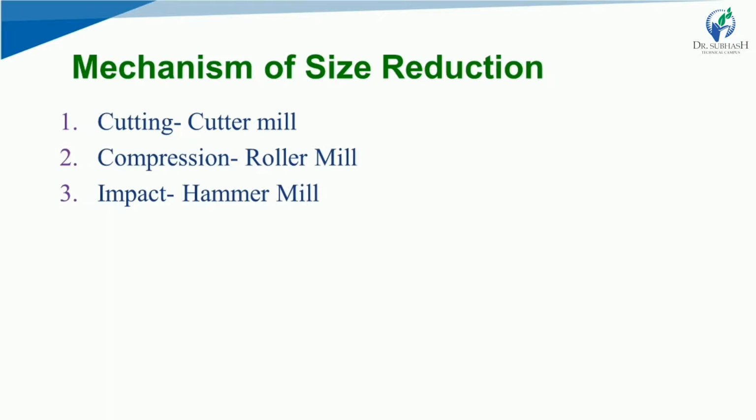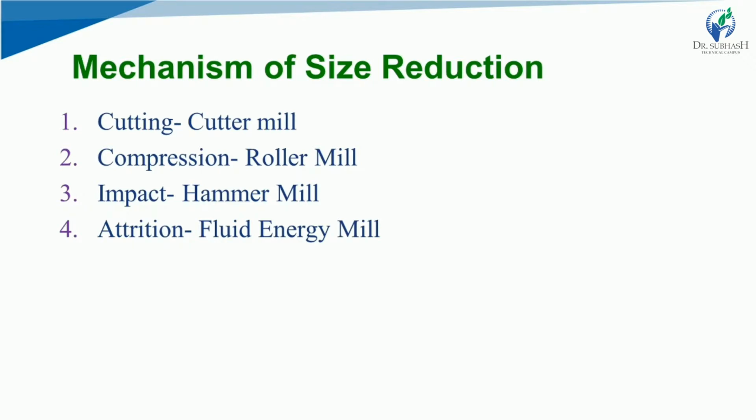This involves the operation of hammers or bars at high speed. When a lump of material strikes the rotating hammers, the material splits apart. This action continues until particles of required size are obtained. And the example is hammer mill. Fourth and the last is attrition. This process involves breaking down of material by rubbing action between two surfaces, that is surface phenomena. It is generally necessary for fine grinding. Example is fluid energy mill.